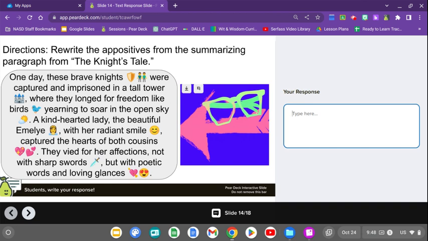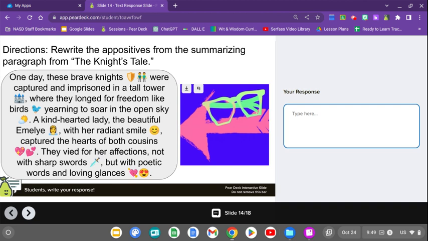One day, these brave knights were captured and imprisoned in a tall tower where they longed for freedom like birds, yearning to soar in the open sky. A kind hearted lady, the beautiful Emily, with her radiant smile, captured the hearts of both cousins. They vied for her affections, not with sharp swords, but with poetic words and loving glances.